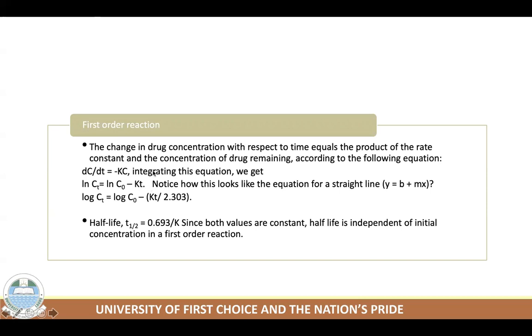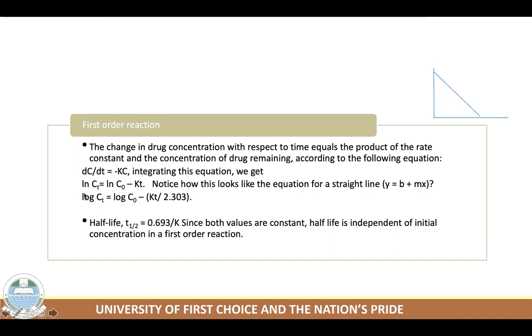So if you plot this on a straight line graph, you will get something like this. Let's say that's the y-axis, and then that's the x-axis. So what you will get will be something like this. Okay. And then, of course, we know that the slope is a negative k.